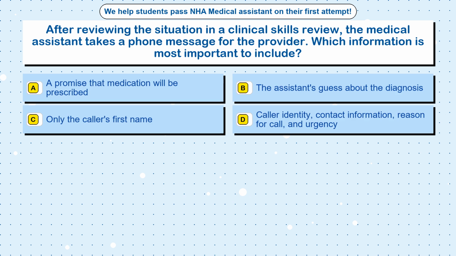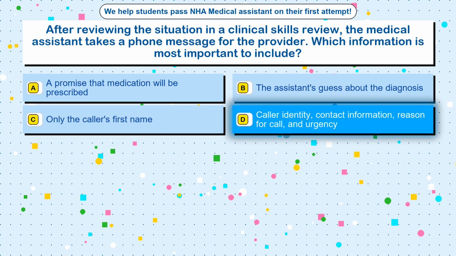Question 91. After reviewing the situation in a clinical skills review, the medical assistant takes a phone message for the provider. Which information is most important to include? Option A, a promise that medication will be prescribed. Option B, the assistant's guess about the diagnosis. Option C, only the caller's first name. Option D, caller identity, contact information, reason for call, and urgency.